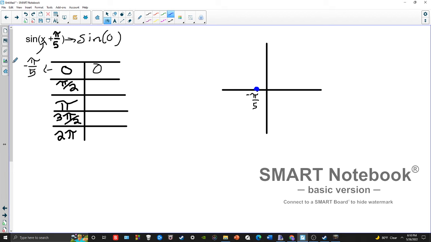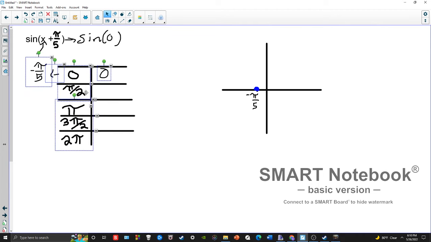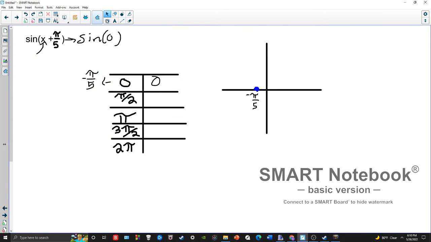And I do the exact same thing to everything else here. I'm going to move my stuff a little bit just so I have some space to write out what I'm going to need to write out. So I'm going to take pi over 2 and ask myself, okay, what do I need to do to pi over 2 so that when I plug it in, I end up with sine of pi over 2? Because right now, if I plug in pi over 2, it's going to be sine of pi over 2 plus pi over 5.